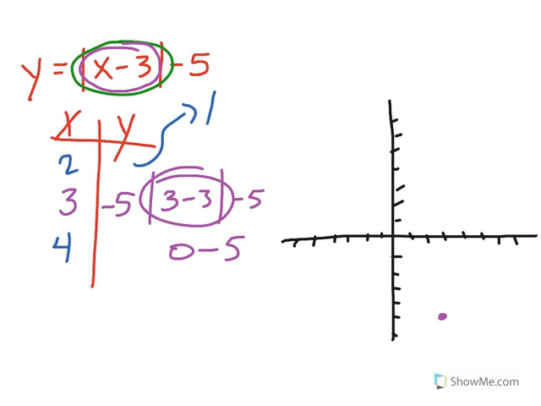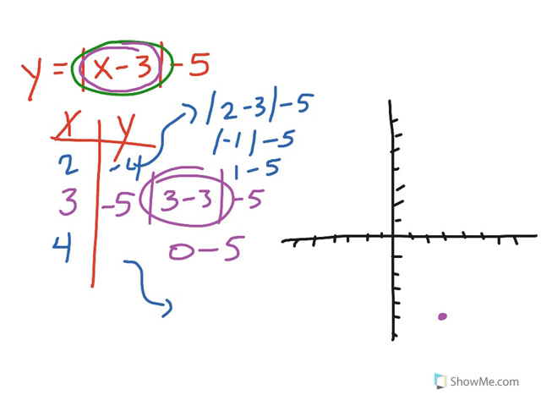So let me try 2. Absolute value of 2 minus 3, minus 5. I just need to compute that. 2 minus 3 is negative 1. And the absolute value of negative 1 is 1. 1 minus 5 is negative 4. Now I should get that same answer on the bottom if I did my other math correctly. Okay, so let's try that out.